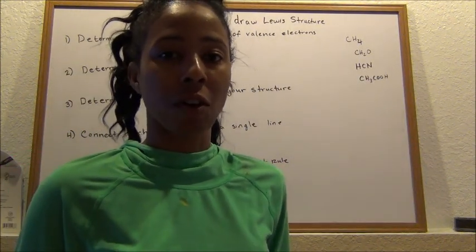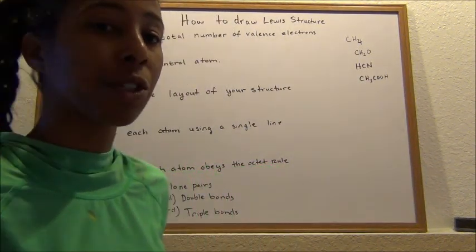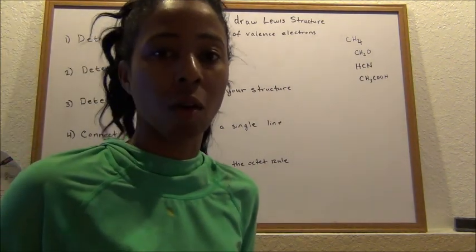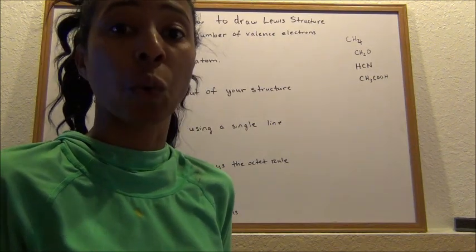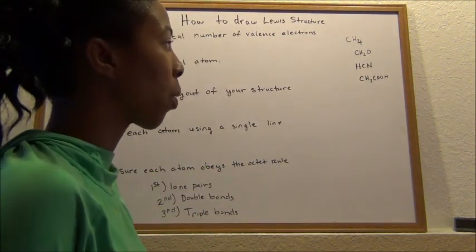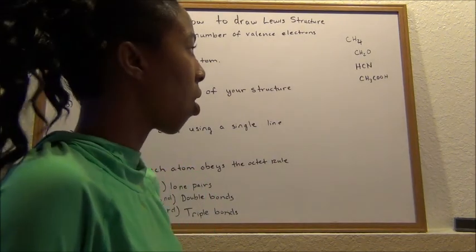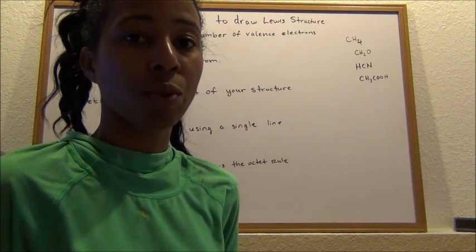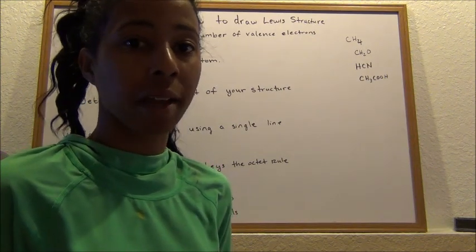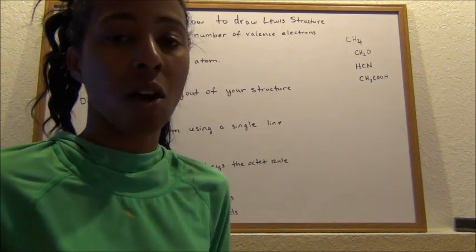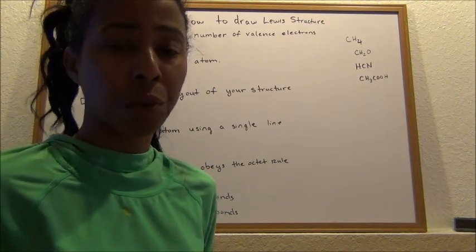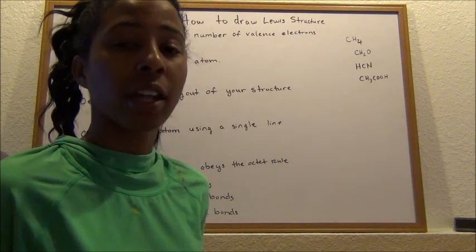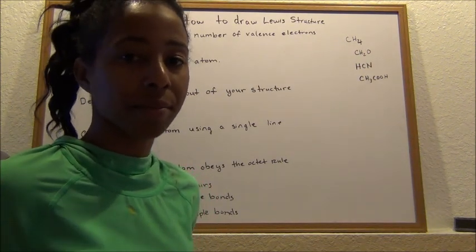This video is on drawing Lewis structures. And when we're drawing Lewis structures, there's about 5 steps that you have to follow in order to draw a Lewis structure correctly. Now, what we're going to do is practice drawing Lewis structures using 4 different compounds. We're going to do each one at a time. And instead of writing down all the rules, it would be helpful if we follow the rules as we go along, and you'll get the hang of it that way.